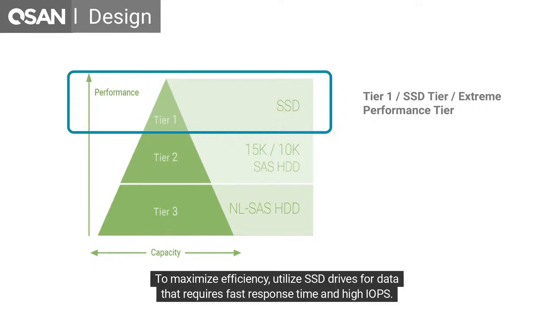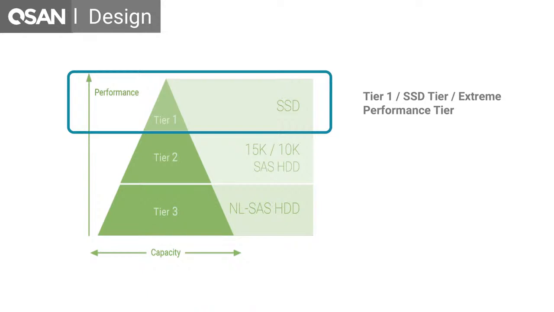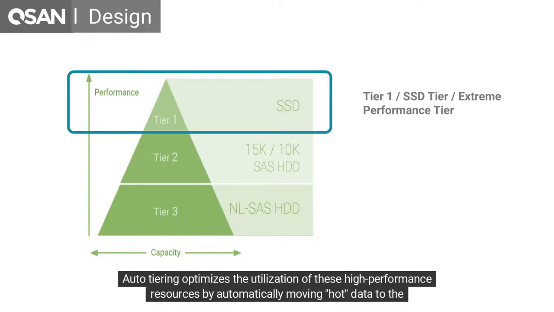To maximize efficiency, utilize SSD drives for data that requires fast response time and high IOPS. Auto-tiering optimizes the utilization of these high-performance resources by automatically moving hot data to the SSD tier.